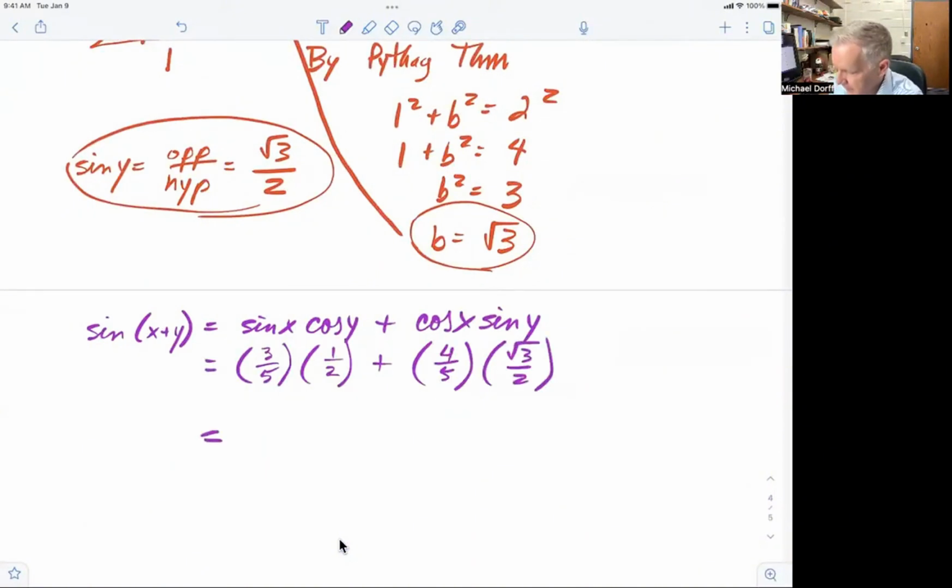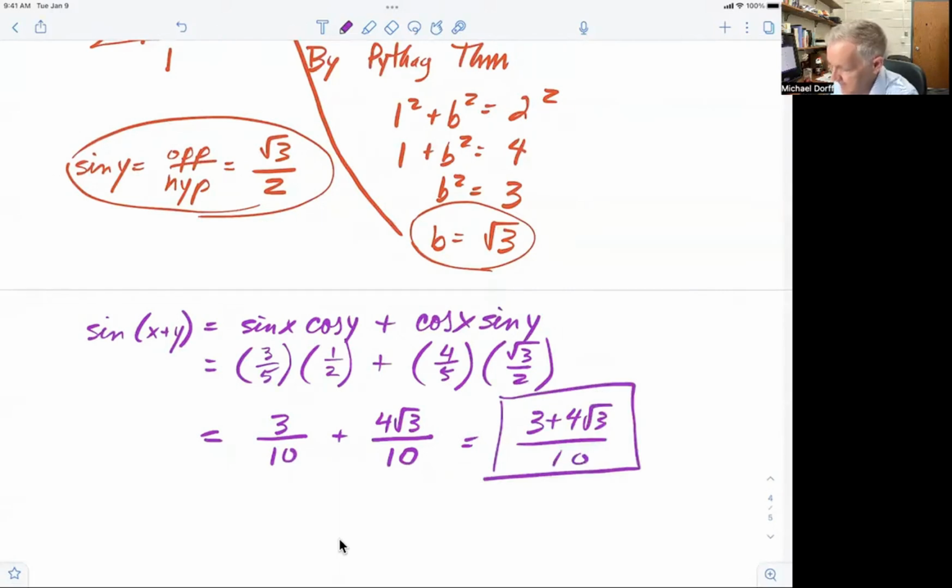So now we multiply these. For the first fractions, I multiply the top together and I get 3. Multiply the denominators and I get 10. For the next part, I get 4 times the square root of 3 on top, which I just write as 4 square root of 3. And in the bottom, I get 5 times 2, which is 10. And then I can write this as 3 plus 4 square root of 3 over 10. And that's as far as I can go in simplifying this.